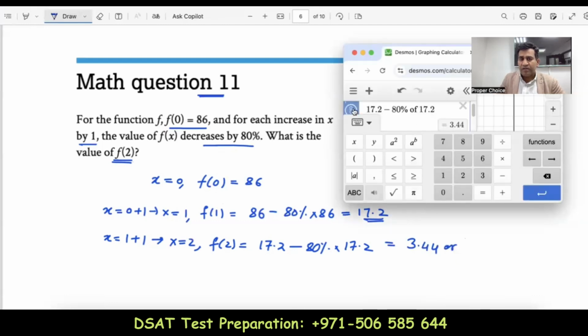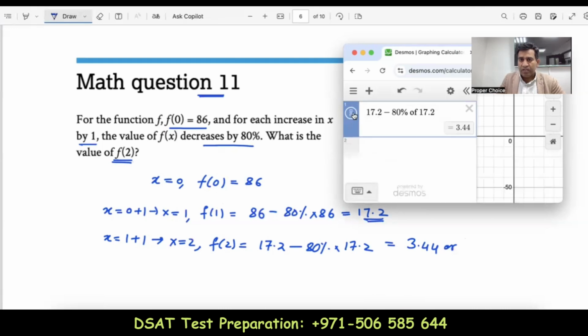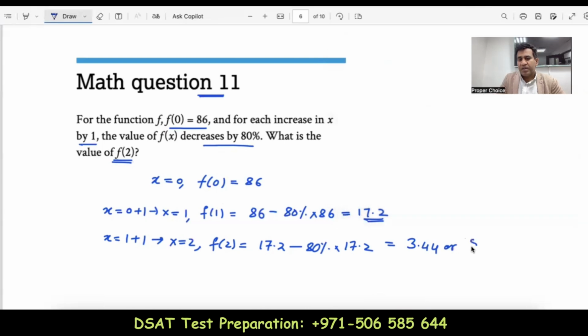If you want to write the answer as a fraction, click on this box. It will give you 86 by 25. 3.44 or 86 by 25 is the answer to this question. Either one is fine. So that's how we are asked to find the value of f of 2, and it is equal to this.